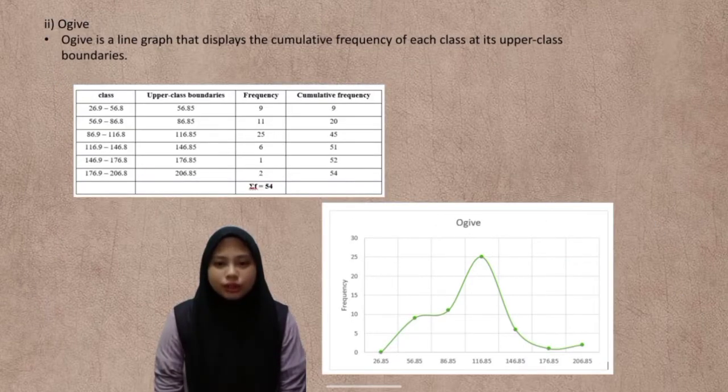The second one is the ogive. An ogive is a line graph that displays the cumulative frequency of each class at its upper class boundary. For the upper class boundary 56.85, the frequency is 9, 86.85 the frequency is 11, 116.85 the frequency is 25, which is the largest. Next, 146.85 the frequency is 6, 176.85 the frequency is 1, which is the lowest, and the last one is 206.85, the frequency is 2.